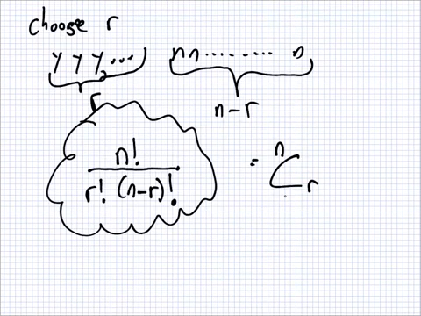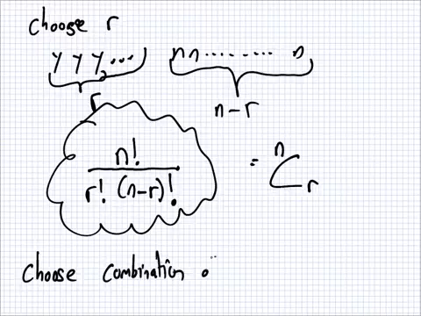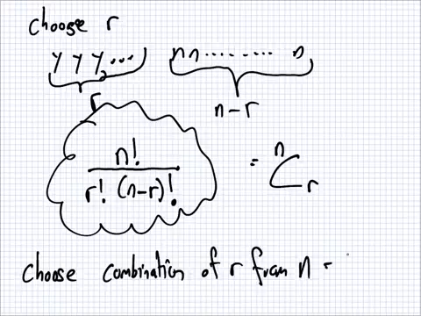This one here is nCr. So this is where we choose a combination of R from N. N choose R. So this gives us a very nice, easy way to calculate combinations.